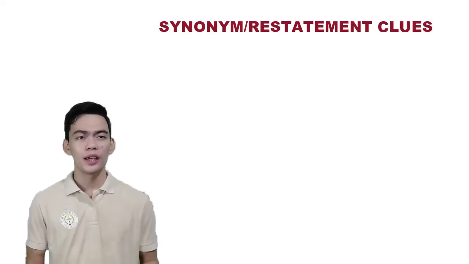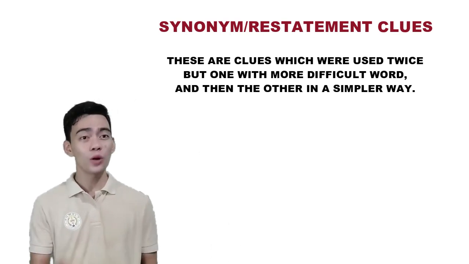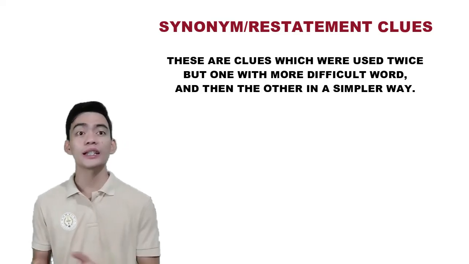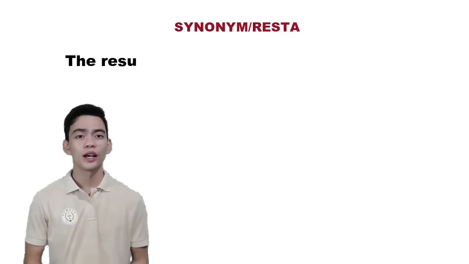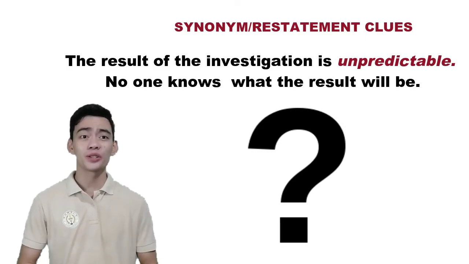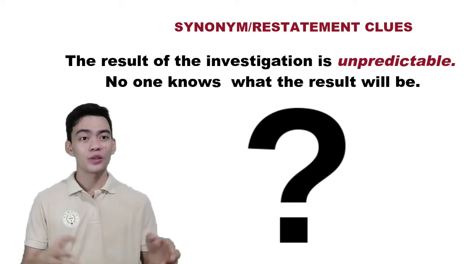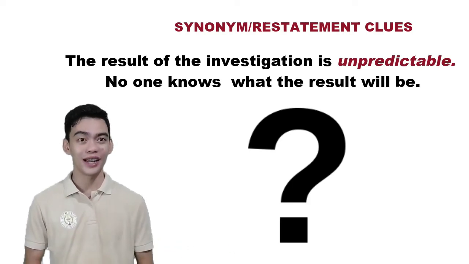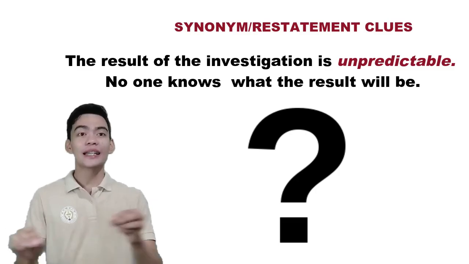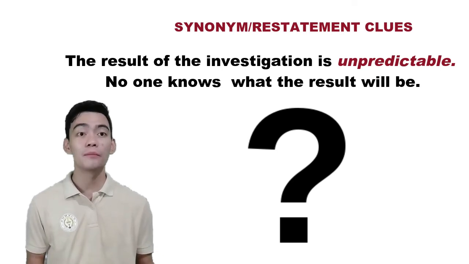We still have other kinds of context clues, and these are synonym or restatement clues. These are clues which are used twice, one with a more difficult word and the other in a simpler way. For example, the result of the investigation is unpredictable. No one knows what the result will be. Of course, when no one knows what the result will be, the result is unpredictable, right? You see, they introduce the same ideas that lead us to infer what unpredictable means.